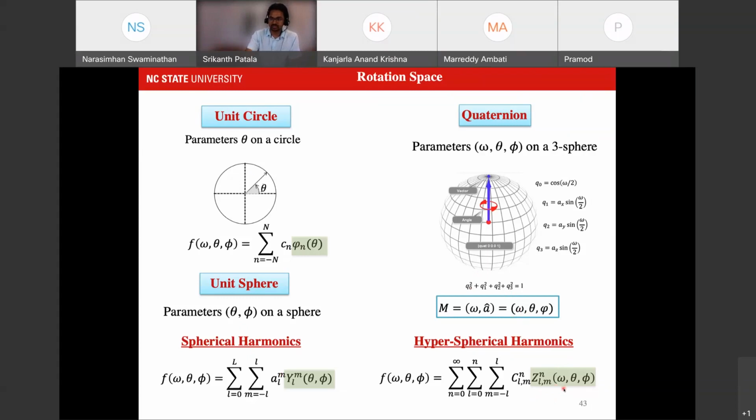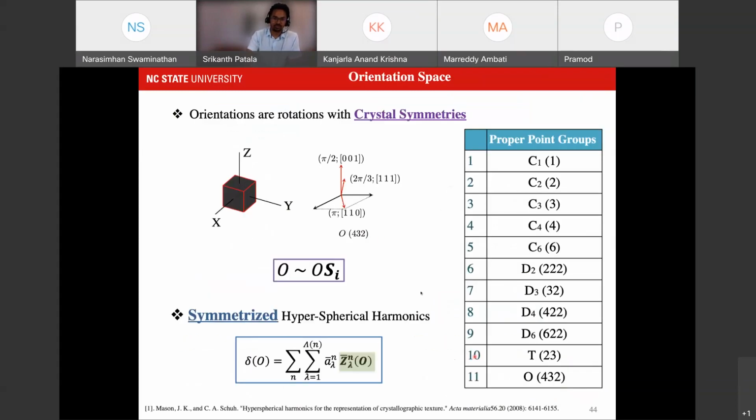So these basis functions can also be symmetrized. For example, if I have crystals with octahedral point group symmetry, I can symmetrize them, and that symmetrization is provided in this paper by a colleague of mine, Jeremy Mason. We've extended this to grain boundary crystallography as well, and that is the idea here, to get to grain boundaries. So when we have these symmetrized basis functions, we can use the coefficients as descriptors for crystal orientations such that the symmetry is already built into the system.